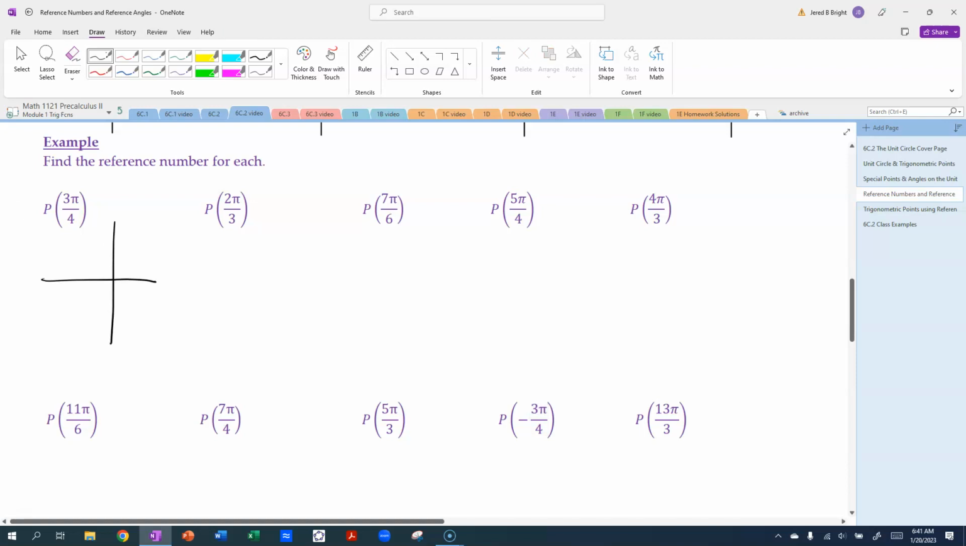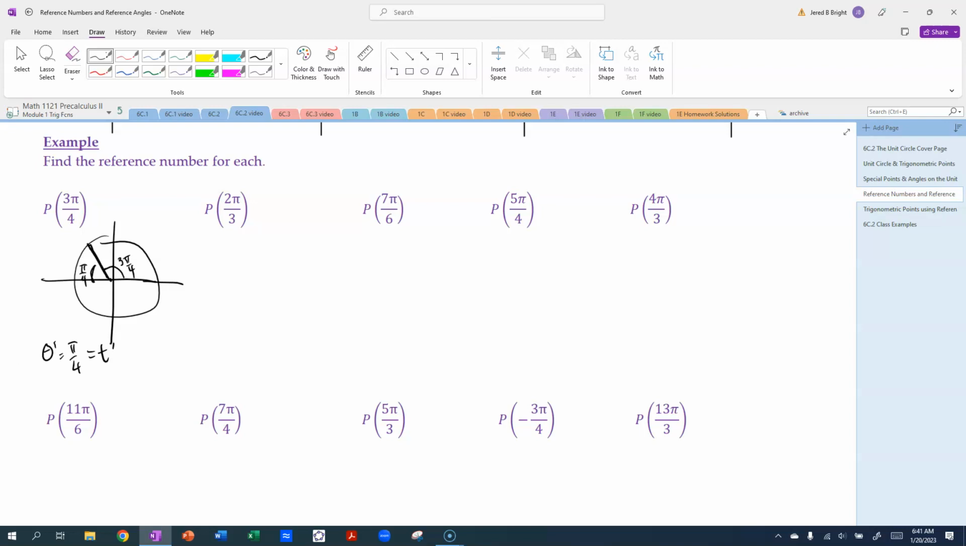First thing I do is I sketch it. Unit circle, 3 pi over 4, right over there, 3 pi over 4. This would be then pi over 4, and since I'm saying theta prime is pi over 4, that also is t prime, right? Because we're on the unit circle. So my reference number for each of these, I actually can't say equals. I'm just going to do a little squiggle arrow and say that this gives me t prime is pi over 4.